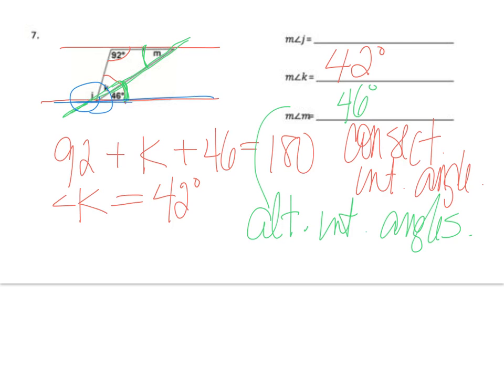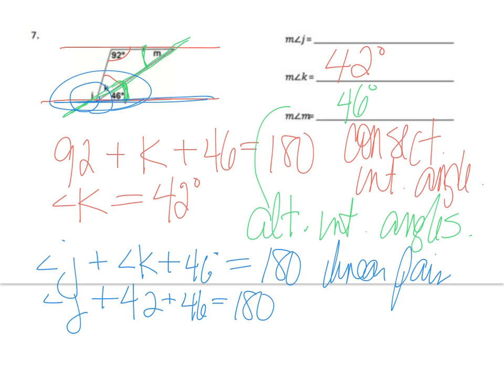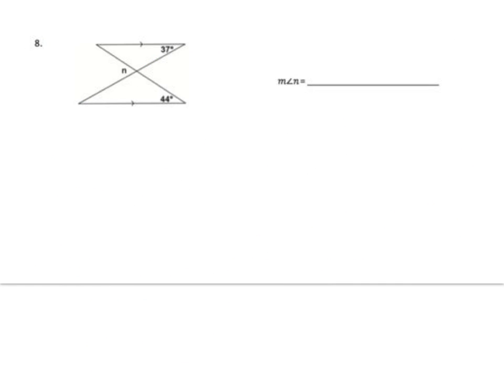And then angle J is over here, and that's going to be a linear pair, all of those angles together. Angle J plus angle K plus 46 degrees is all a linear pair. We already know what angle K is. So let's do some subtraction. 92 degrees. Nice work.